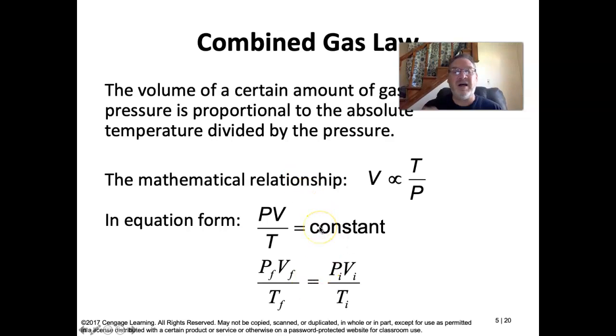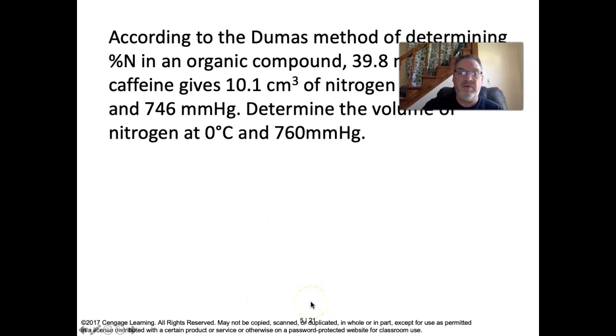The combined gas law actually combines them, as the name gives away. You combine Boyle's and Charles's gas laws. And again, you're given all the initial conditions, and you're going to be given two of the final conditions. Just solve for the remaining one. Again, temperature is going to be in Kelvin with that.